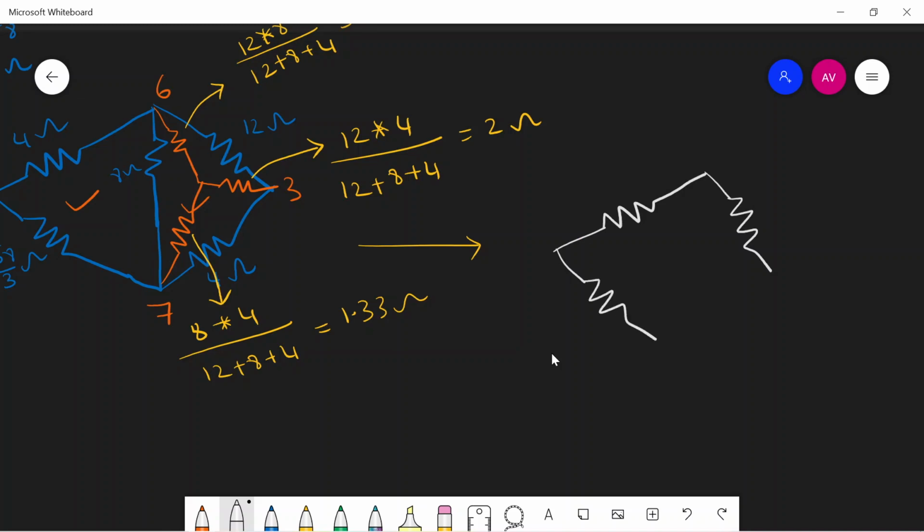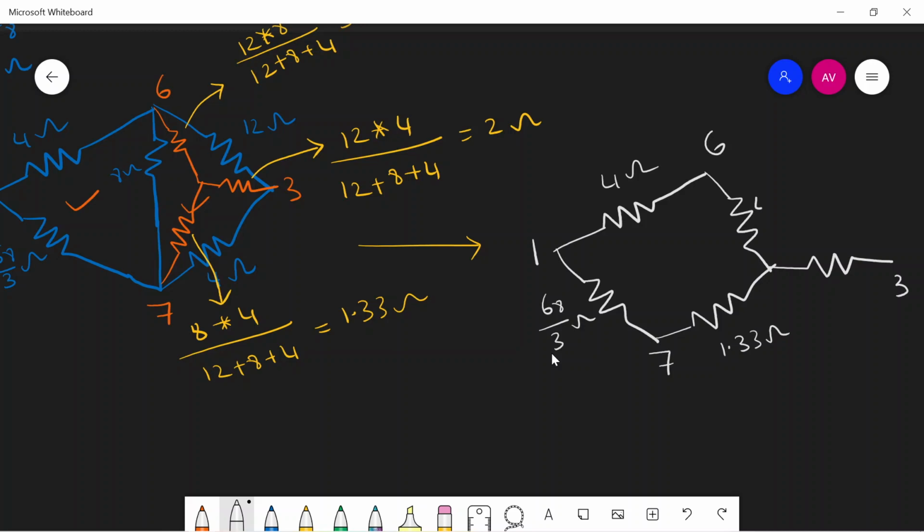So this is node 1, node 6, and node 7. Okay, and let this be node 3, and here this is 4 ohm and this is 68 by 3 ohm as it is, and from the values we can write this is 1.33 ohm, and here this as 4 ohm and this as 2 ohm.